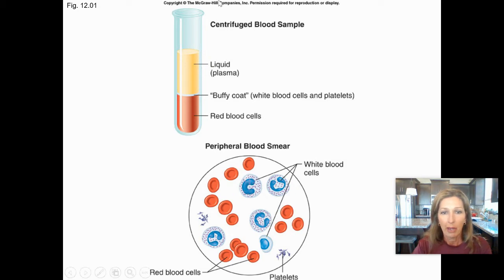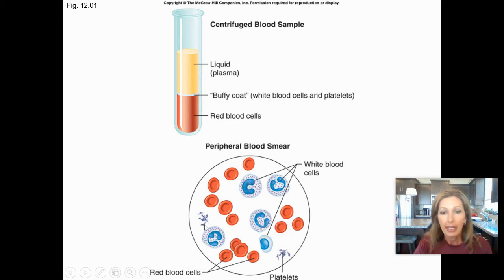Your blood really consists of 45% red blood cells for transporting oxygen. The other 55% is plasma. Plasma is going to be water, salt, and hormones. And then we also have this small layer here that is your white blood cells for your immune system, and then also platelets that are for blood clotting.